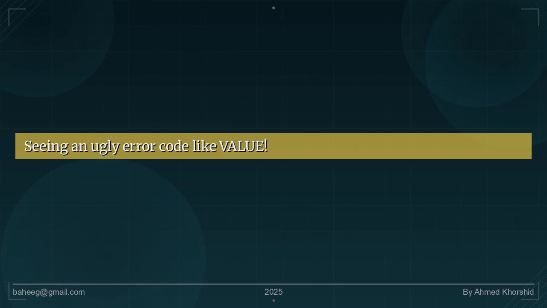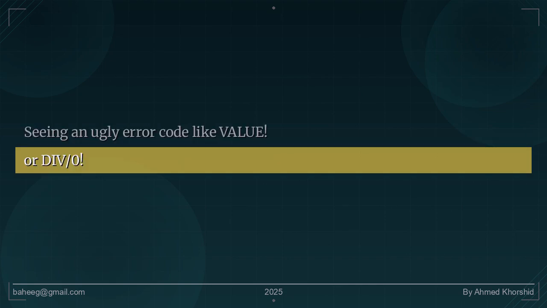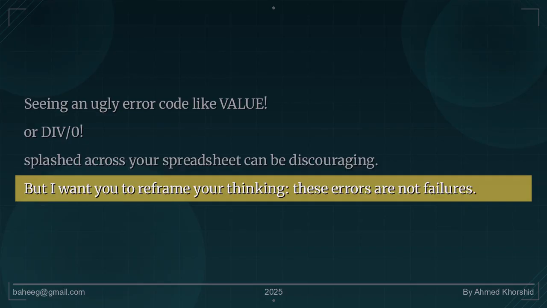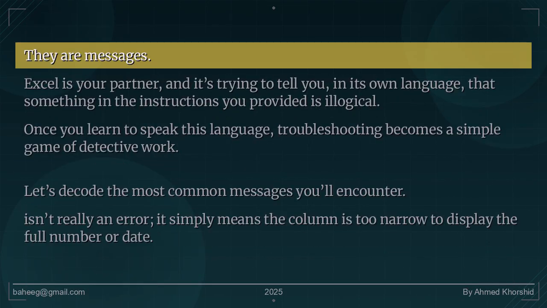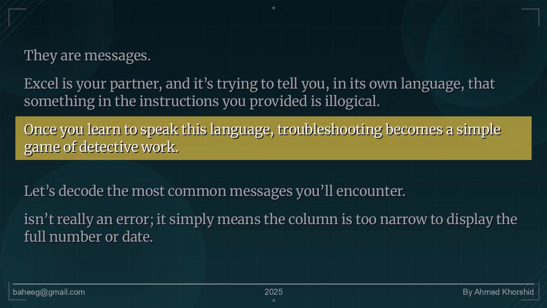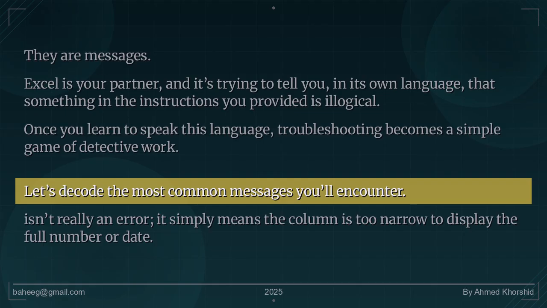Seeing an ugly error code like #VALUE! or #DIV/0! splashed across your spreadsheet can be discouraging. But I want you to reframe your thinking: these errors are not failures. They are messages. Excel is your partner, and it's trying to tell you, in its own language, that something in the instructions you provided is illogical. Once you learn to speak this language, troubleshooting becomes a simple game of detective work. Let's decode the most common messages you'll encounter.